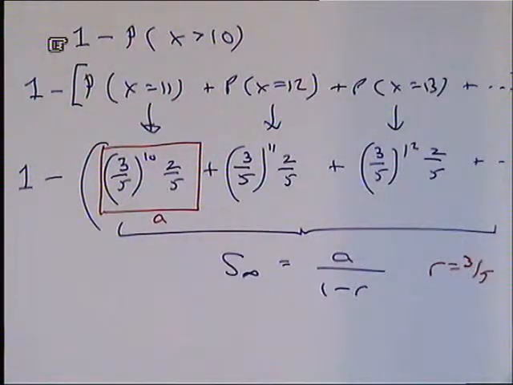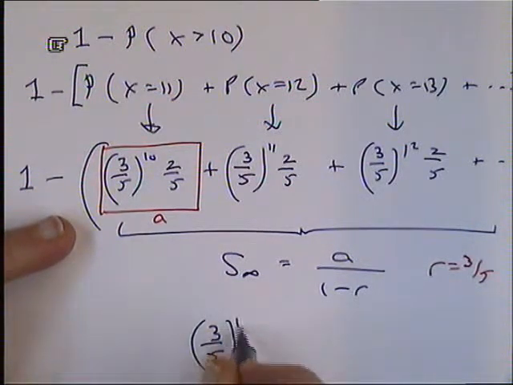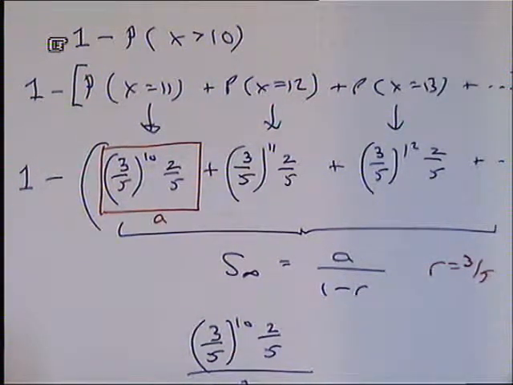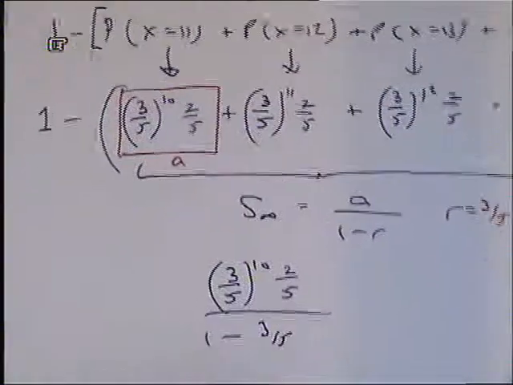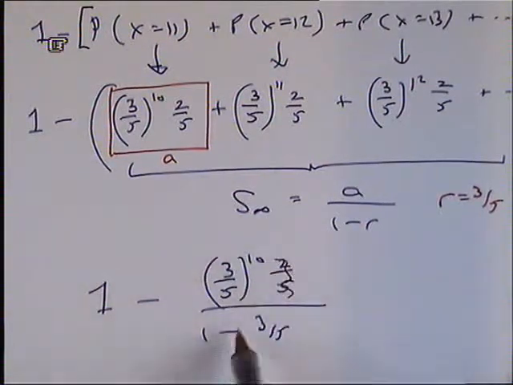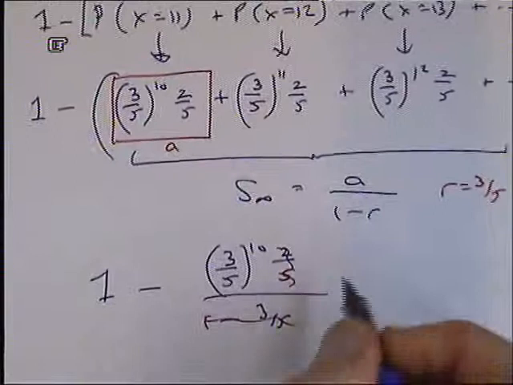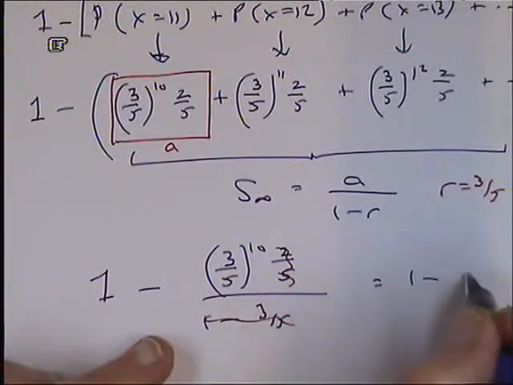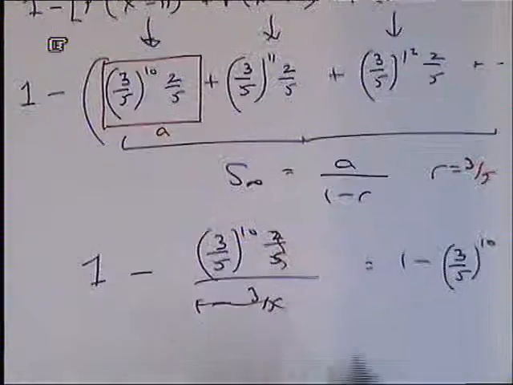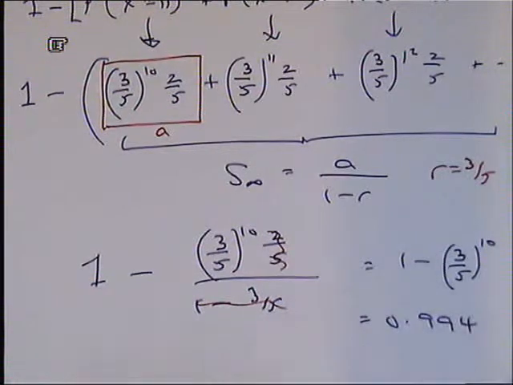So everything that's over here on the right is just equal to A, which is this bracket here, over 1 minus R. I've still got this 1 minus out the front. Just like before, that 2/5 there cancels with that 2/5 there. So I'll get my answer by working out 1 take away 3/5 to the power of 10. And if you work that out, you'll get an answer of 0.994. There are other parts to this example, and you'll find those in the next video.